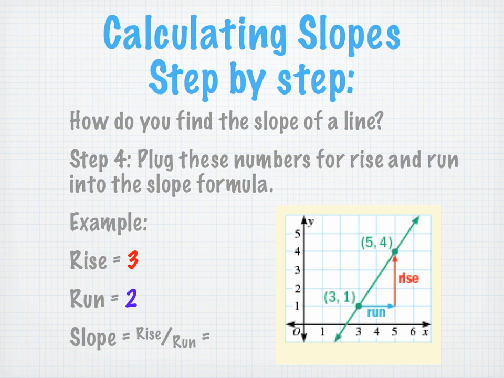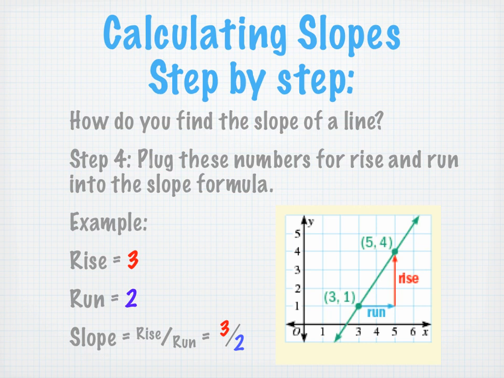Step 4 is we're going to plug the values for rise and run into the slope formula. The slope formula simply says that slope is equal to rise over run. So in this case, we'll plug in a 3 for rise and a 2 for run. So the slope is 3 over 2, or 3/2.